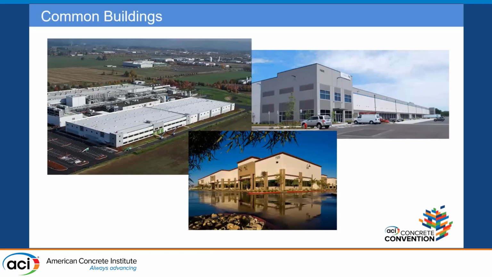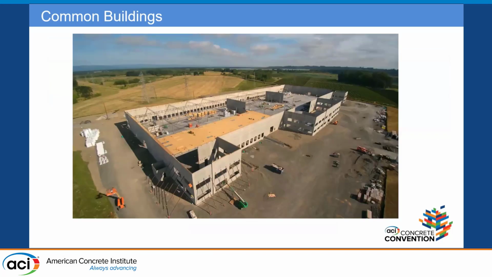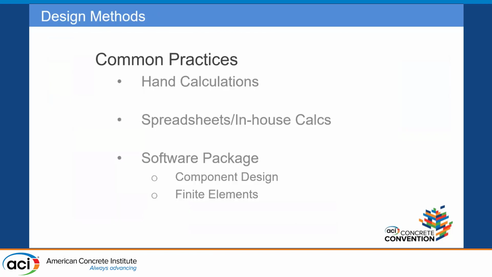So some additional pictures, various tilt-up buildings that are very common. Most of these are one-story structures. You can sometimes have some upper windows, but they're still usually one-story, or may have a minor mezzanine. So these are the type of buildings we're talking about.